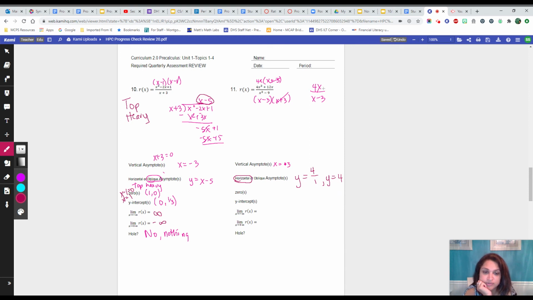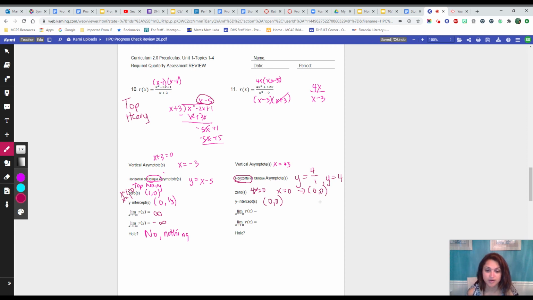My vertical asymptote, I'm looking at the simplified version here, and that's x equals 3. My zeros are where the numerator equals 0. So the only thing I have in the numerator is a 4x. So 4x equals 0. That means x equals 0. So my coordinate is 0, 0. My y-intercept is where x is 0. So I'm going to get 0 over negative 3, which is just 0. So again, it's the same as the x-intercept because it has the same coordinate 0, 0.